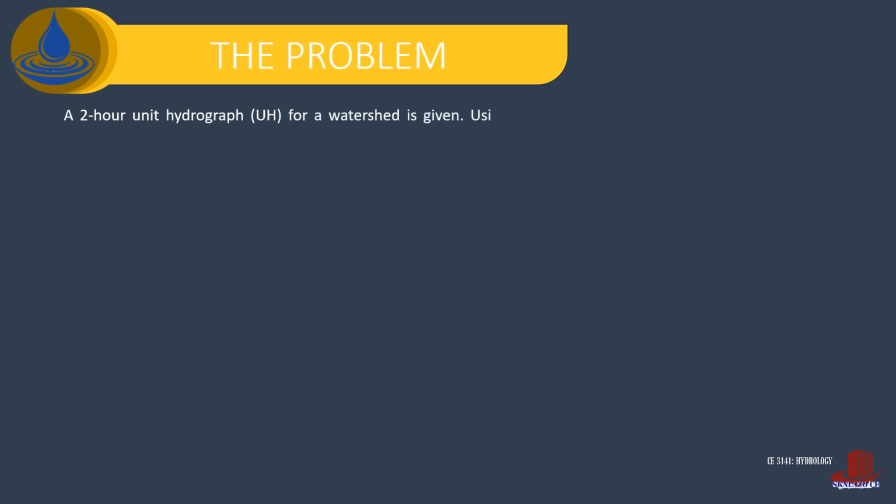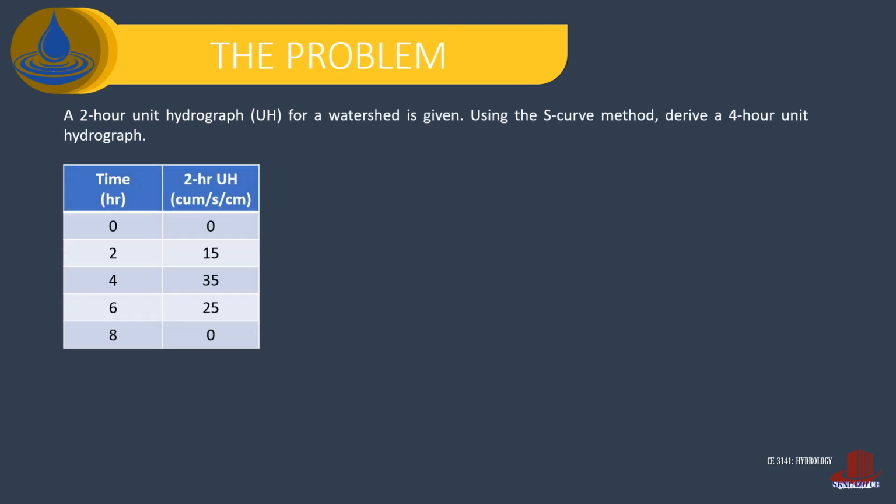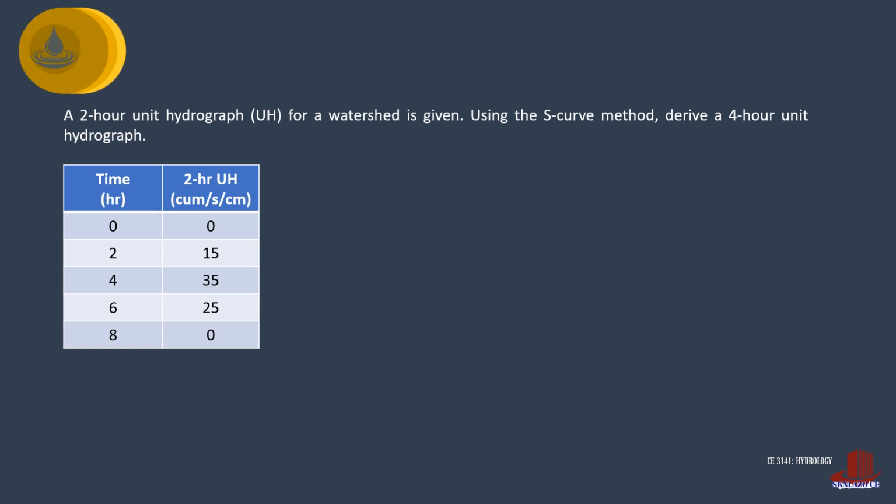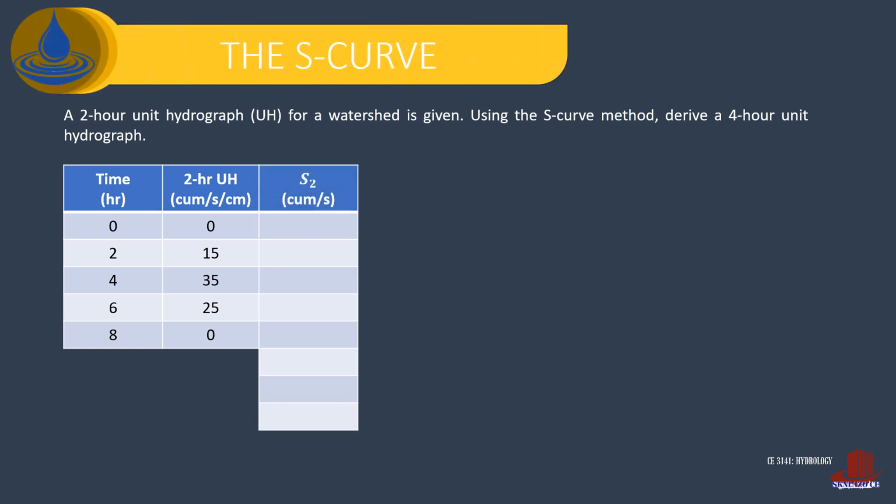The first example provides a 2-hour unit hydrograph for a specific watershed, and we are to derive a 4-hour unit hydrograph using the S-curve method. The first thing to do is to create the S-curve of the 2-hour unit hydrograph.